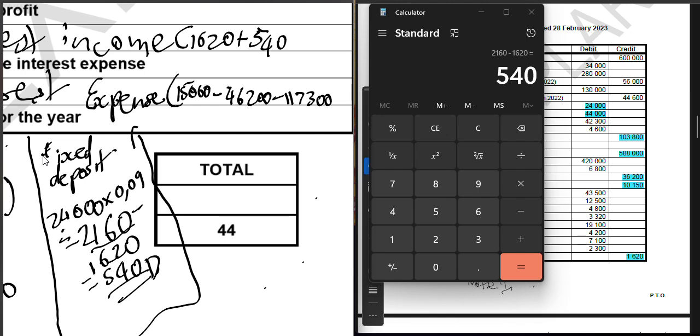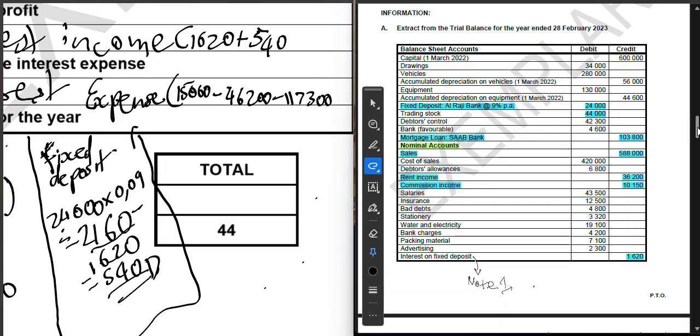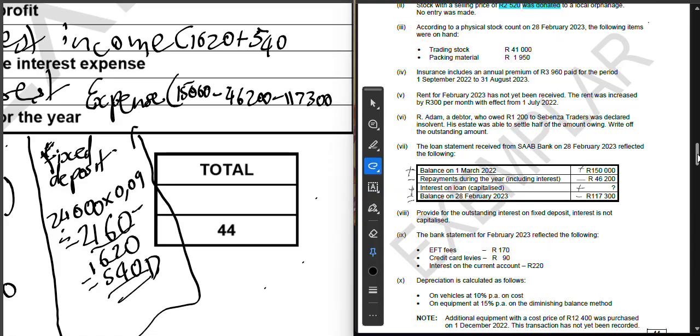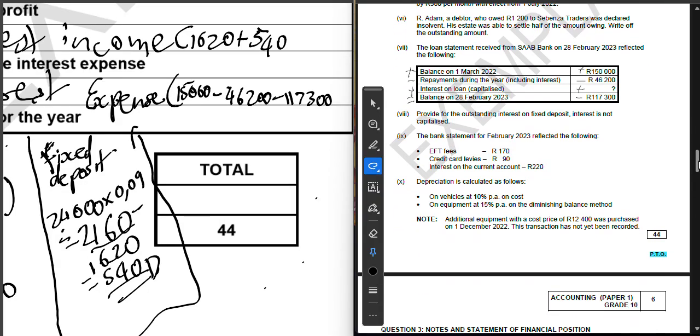This calculation for fixed deposit. All right, we have that information. We are done with that. Provide for the fixed deposit. We are done with that. Okay. And then we look at the other transaction.